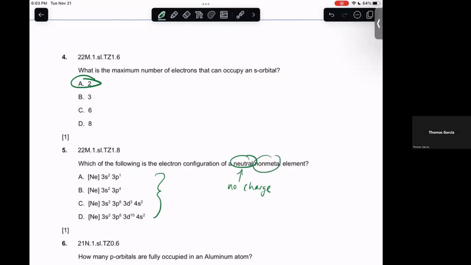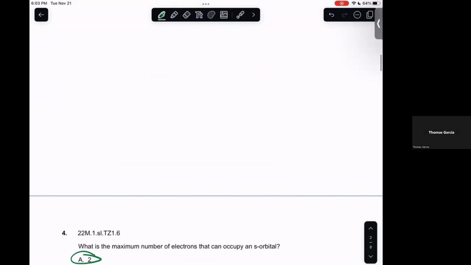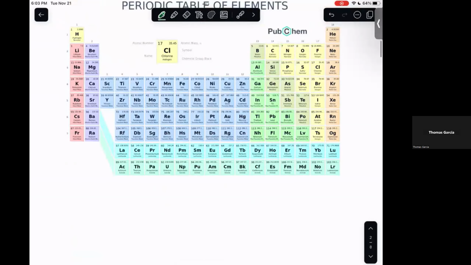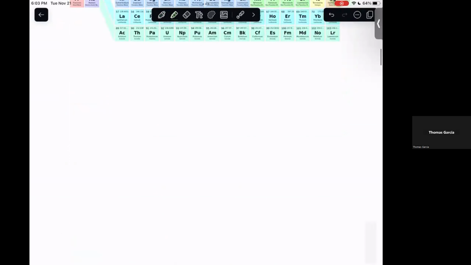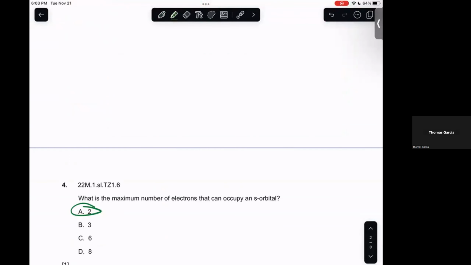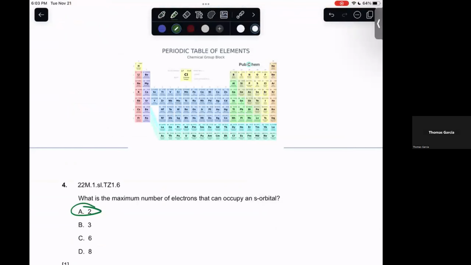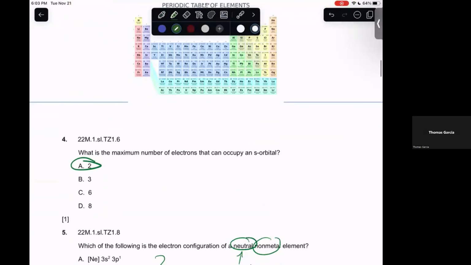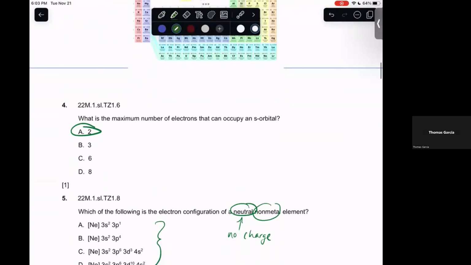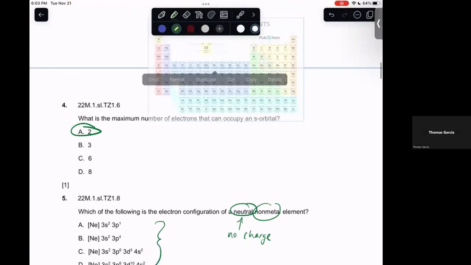Nonmetal means if we're looking at our periodic table, we are dealing with this section right here. So basically, we're looking for an element that has an electron configuration within this section of our periodic table. So let's go ahead and look at the individual configurations, and I'm going to throw ahead another periodic table. So moving forward, I'm going to actually move this periodic table.